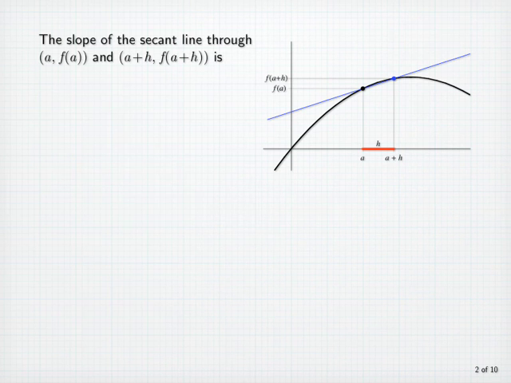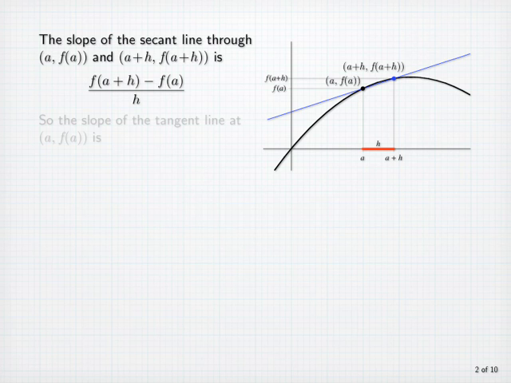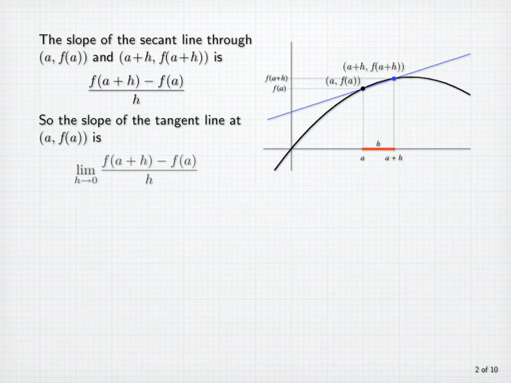The slope of the secant line through a, f of a and a plus h, f of a plus h is the quotient f of a plus h minus f of a divided by h. This is just an application of the standard formula for the slope of a line through 2 points. This quotient is often called the forward difference quotient for f at the point a, f of a. So the slope of the tangent line at a, f of a is the limit as h approaches 0 of these quotients.